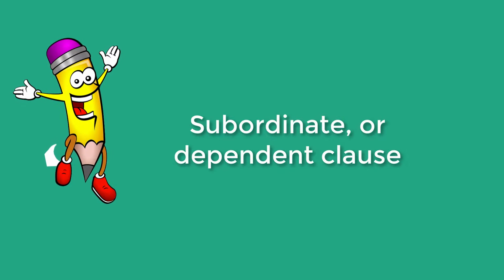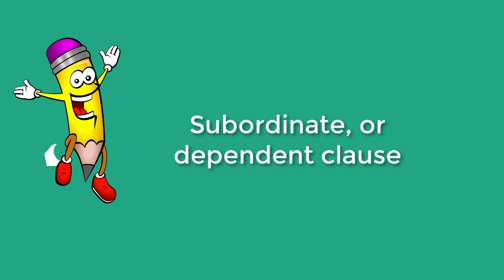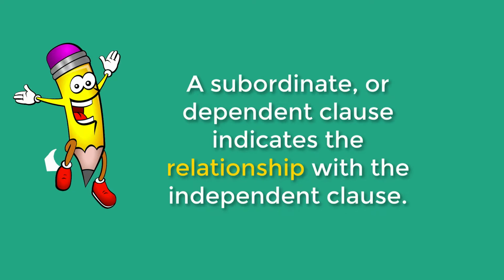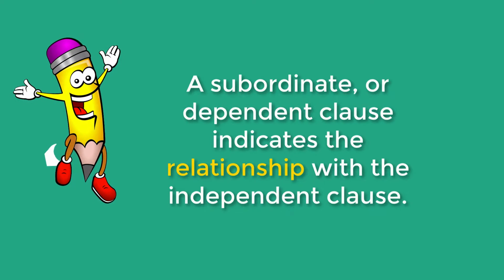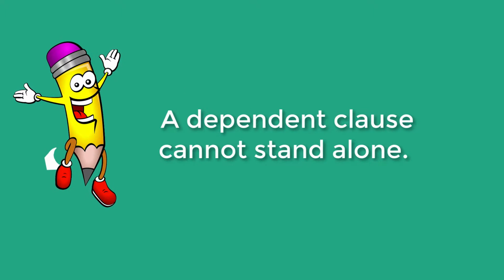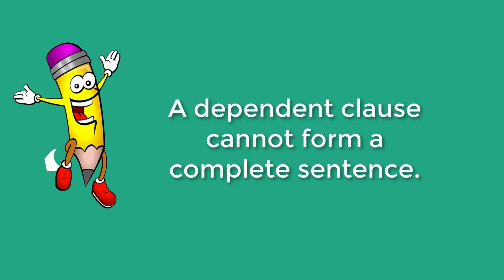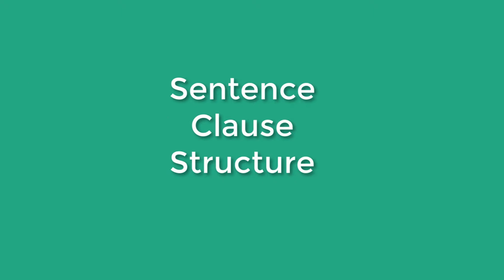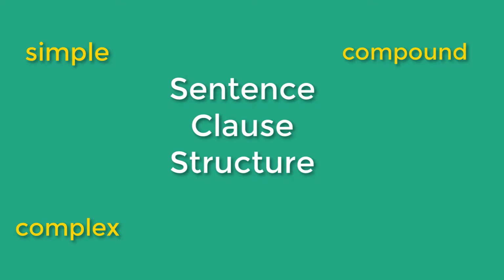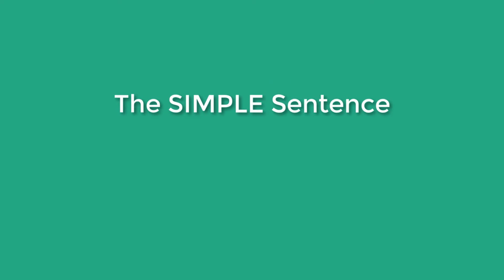The other type of clause is the subordinate or dependent clause. This type of clause is needed to indicate the relationship between another clause, which is indicated with precision. A dependent clause cannot stand alone, and therefore cannot make a complete sentence. Now that we've reviewed the independent and dependent clauses, let's go on to the simple, compound, complex, and compound complex sentences. Let's begin with a simple sentence.